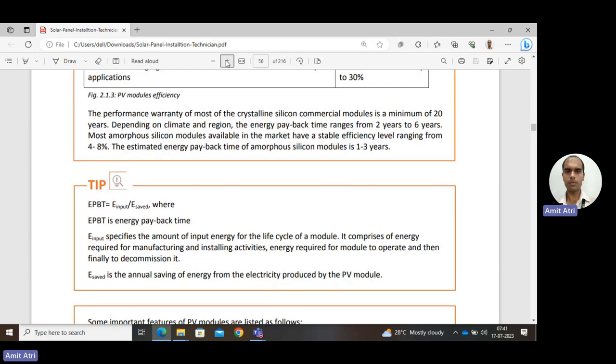So what is this energy payback time? That is energy input upon energy saved. The energy input consists of all of the energy required from manufacturing to installing, then operating, then decommissioning it. All of that is input energy. Then output energy is the annual saving of energy from the electricity produced by the PV module.